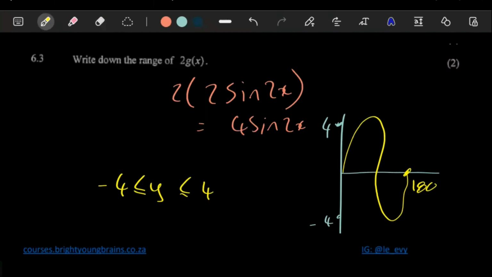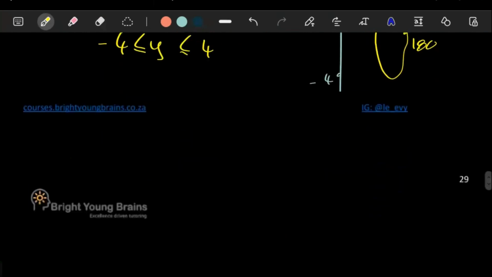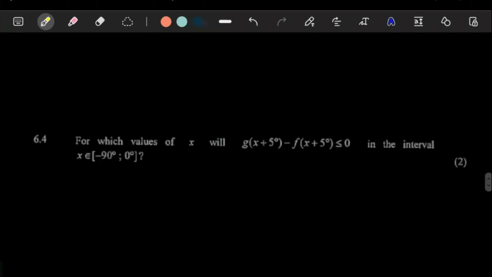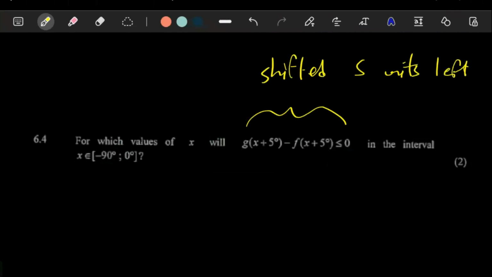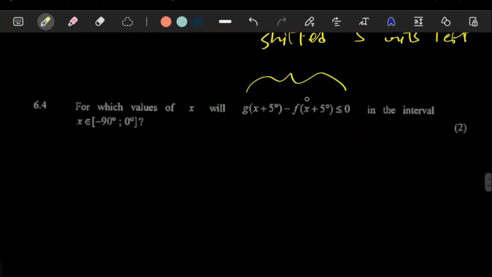What do we do now? Let's just move on. So with everything being done, let's see for which values of x this equation will be smaller or equal to 0 in the interval -90 to 0. This is how you interpret this. These graphs have been shifted 5 units left. That's what has happened. So after being moved 5 units left, this is the equation.